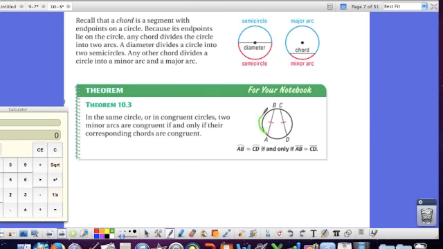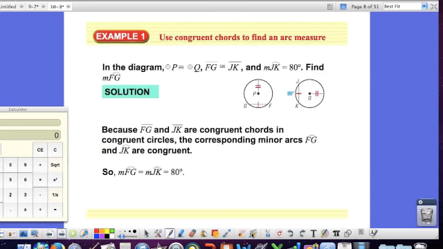That means arc AB will be congruent to arc CD if and only if AB is congruent to CD. Here, AB is marked congruent to CD, so these arcs are congruent. So we are going to use congruent chords to find an arc measure.